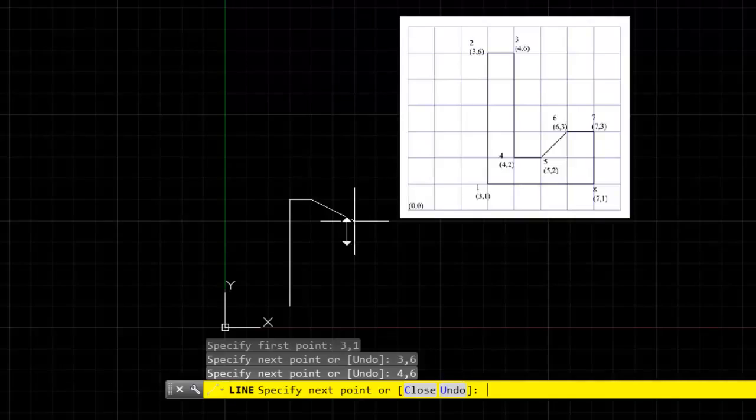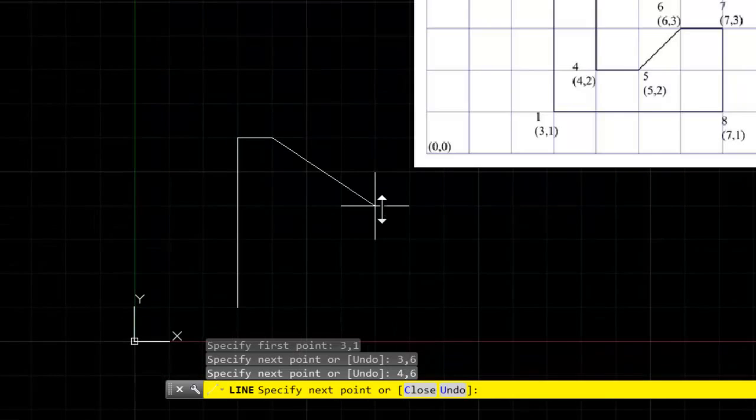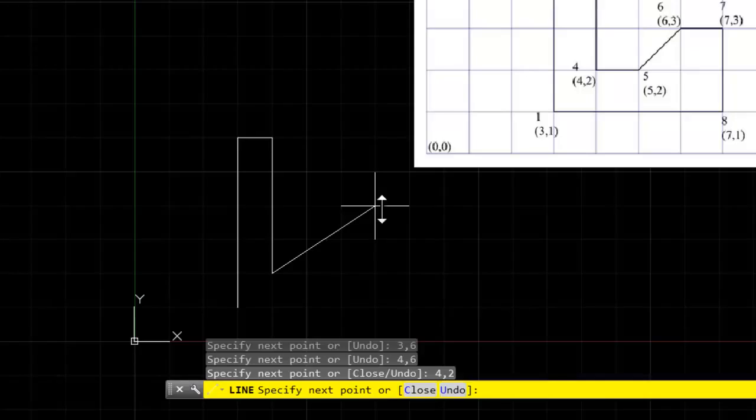And now I'm going down 4 units, but again, I'm always talking about relative to 0, 0. So I'm counting from the 0, 0. This time I'm going to the right 4 and up 2. So I'll type 4, 2. To go straight to the right 1, it's going to be 5, 2.